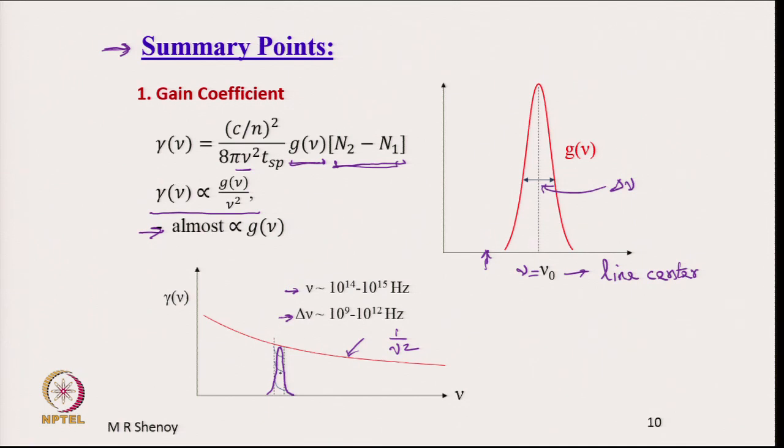Because the bandwidth is much smaller than the frequency nu itself, over the range delta nu where G nu is finite, there is very little variation in 1 by nu square, because it is going very slowly. The frequency difference is very small, it is a very narrow range of frequencies, and therefore 1 by nu square changes very little. So 1 by nu square is almost constant, and therefore the gain is almost proportional to G nu.